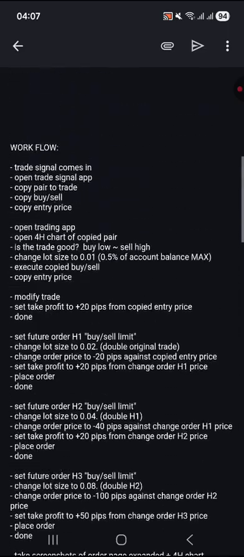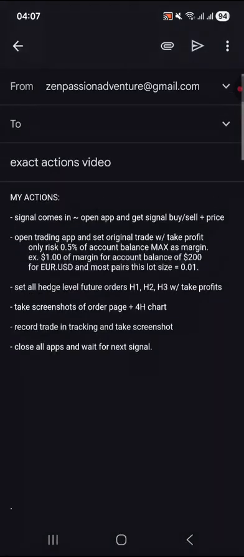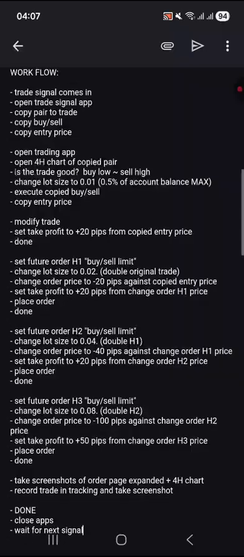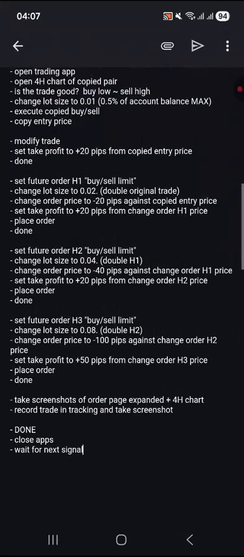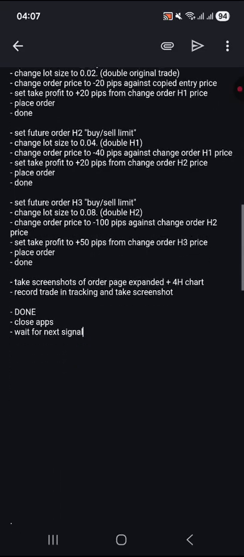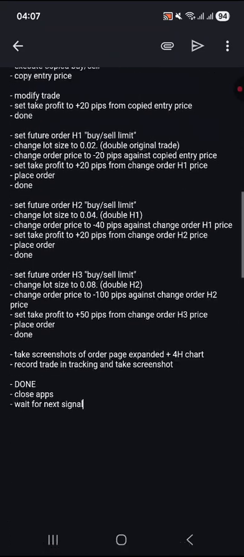This takes me about 2.5 minutes to do every single time. Maximum 2.5 minutes. So then I close all apps and I wait for the next trade. I go to my next open account, and I just wait for the next trade, okay?